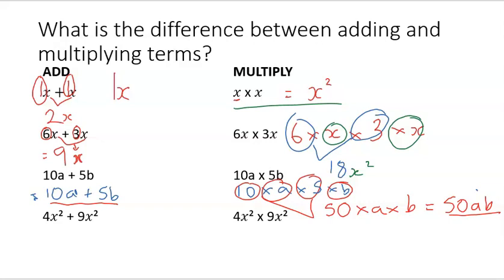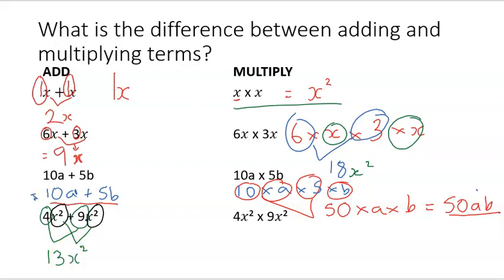So the final example, we have got 4x squared, and we're going to add to that 9x squared. So you can see we've got an x squared and an x squared. So they are like terms, they are the same term. So all we have to do is add the coefficients. So add 4 and 9 to give you 13. And then just collect that like term of x squared.